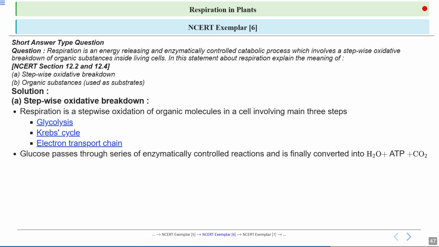Now, glucose passes through a series of enzymatically controlled reactions, and this is finally converted into water plus ATP plus carbon dioxide. So these are the end products of oxidative breakdown of glucose. The cell captures the energy released in the form of ATP.